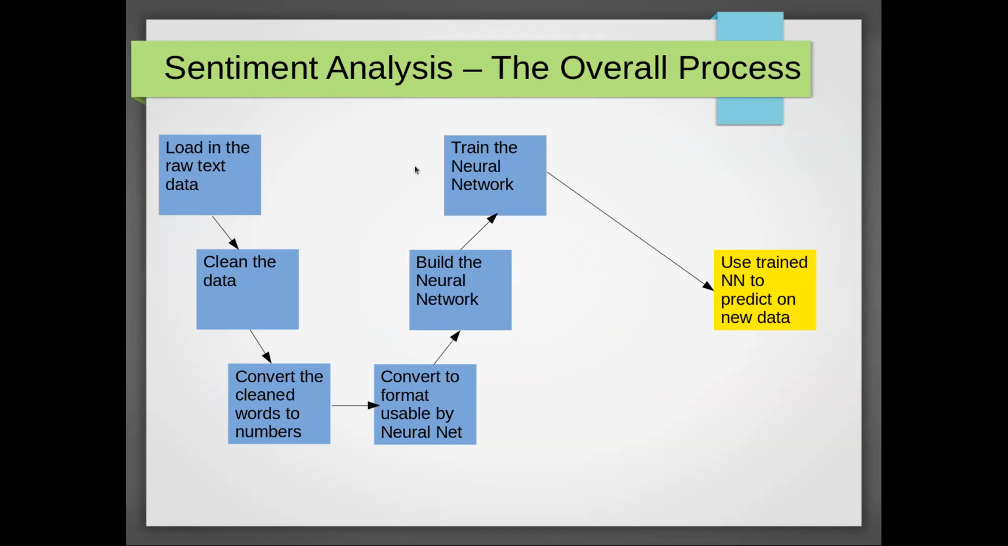But the broad process is you basically load in some raw text data, the data that you want to train it on. You clean it up in some way. You convert the clean words into numbers, and I'll come back to that. We convert it into a format that's usable by a neural network. That's a tensor, if you remember from module 7. We then build the neural network, we train the neural network, and then we use it, assuming it's performed and trained well, we use it to try and predict sentiment of new data.